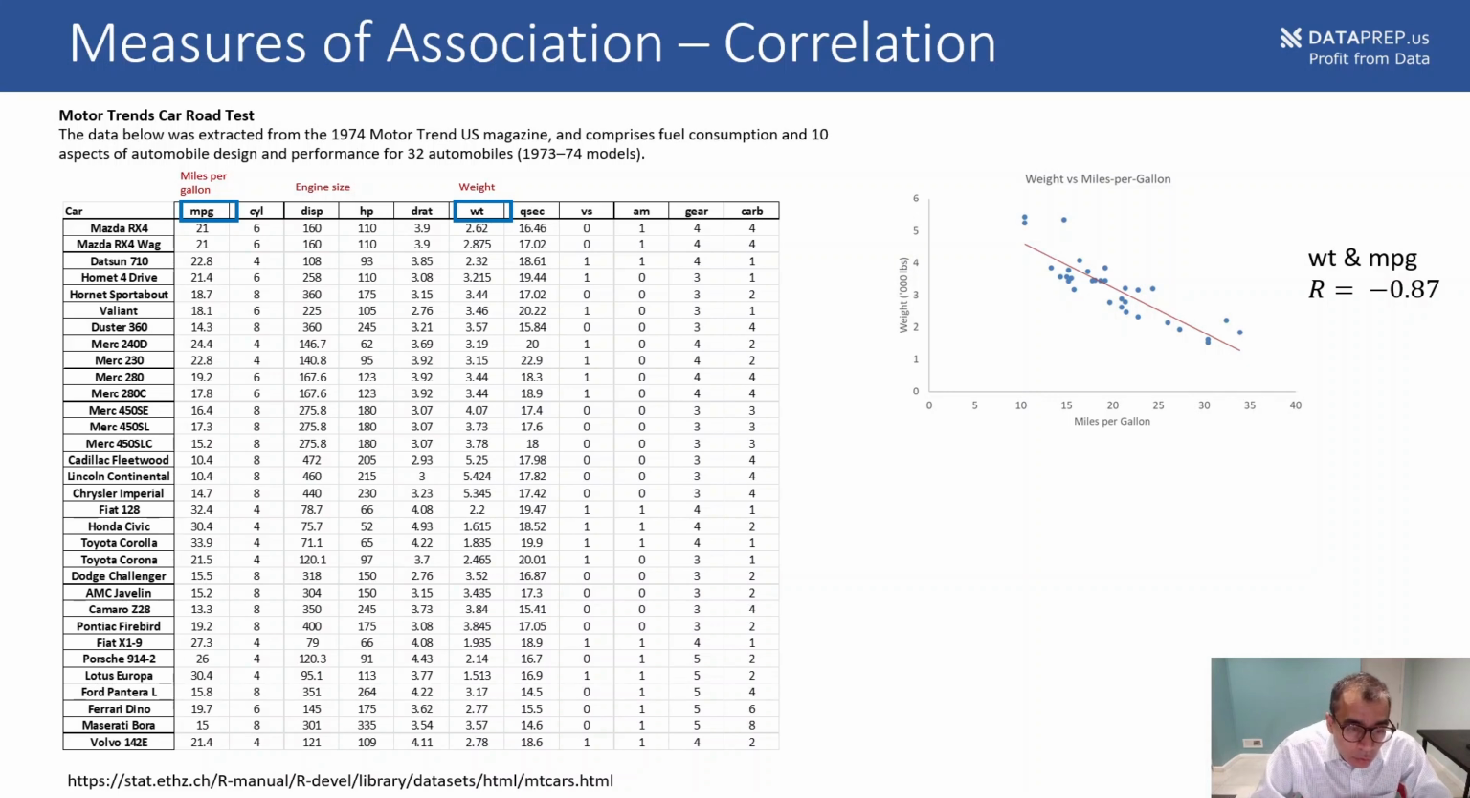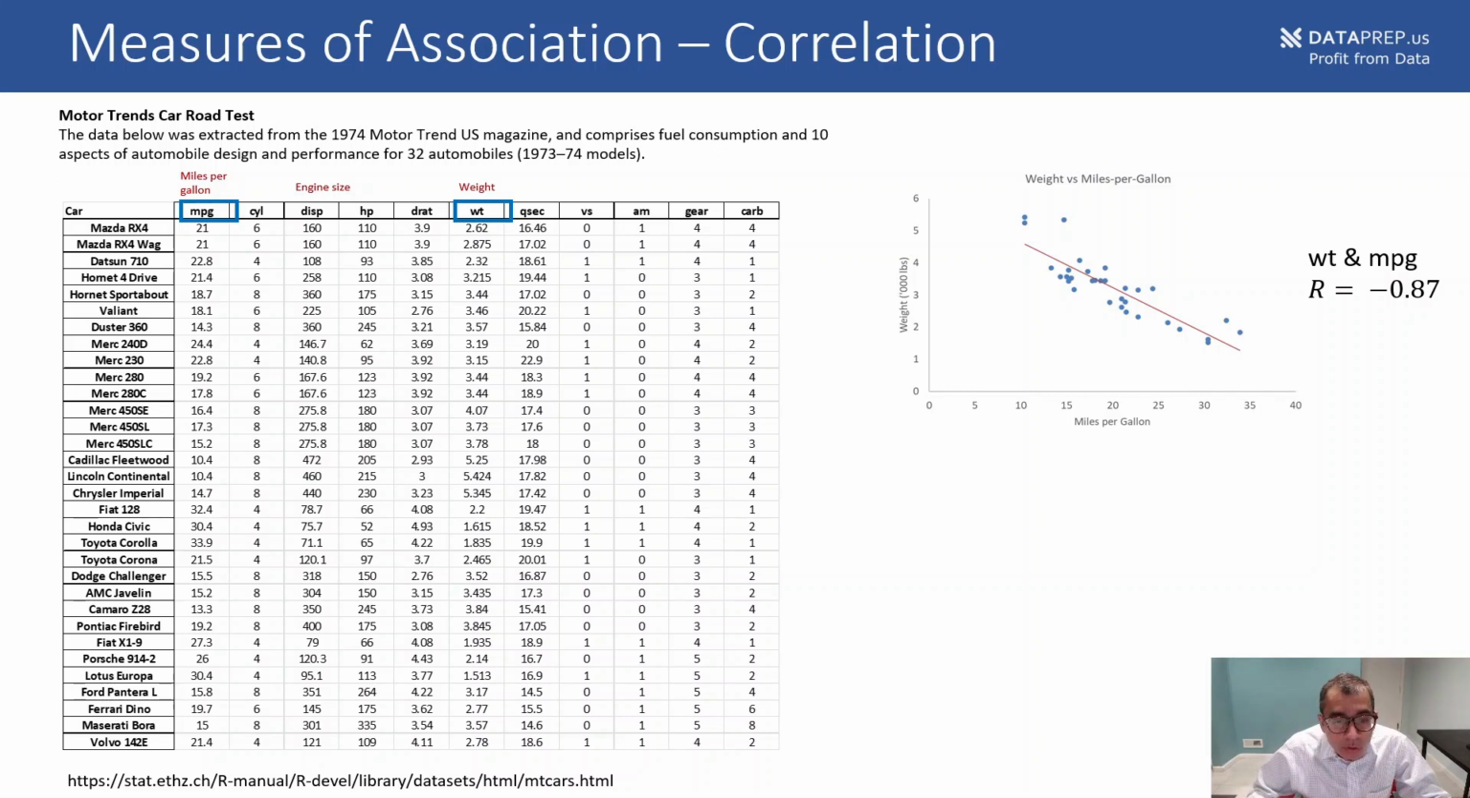And again, we also know from high school math that correlations vary between minus 1 and plus 1. Minus 1 means a perfectly negative correlation, plus 1 means a perfectly positive correlation, and 0 means no correlation at all. So that's what correlation is about.